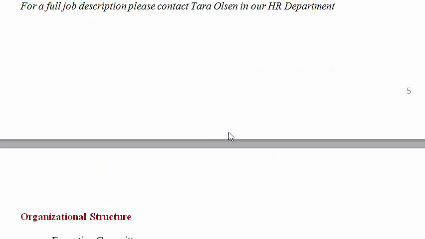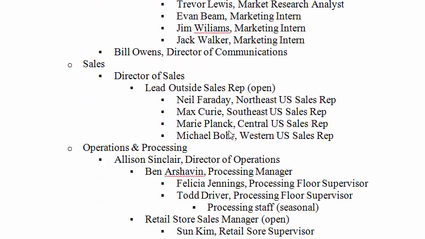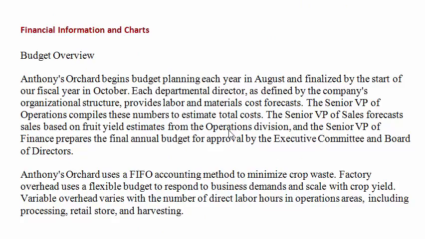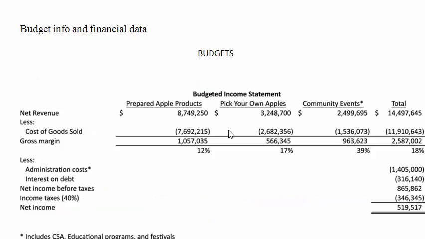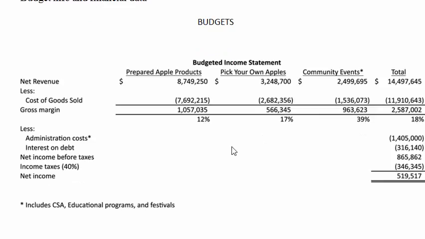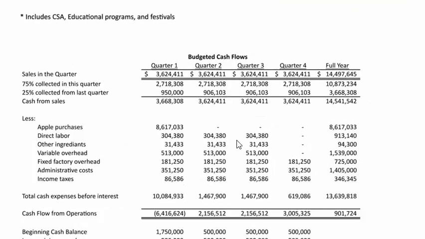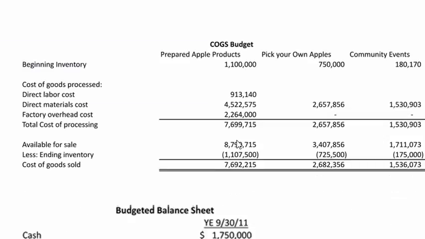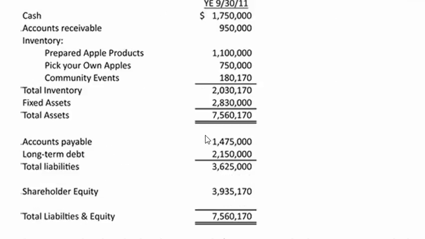So, as you have seen, you can find the financial information of the company under financial information and charts, and you can get the budget information and financial data. You can clearly see that the budgeted income statement is given, and this budgeted income statement is for the next year. Definitely budgeted cash flow also for the next year, cost of goods sold budget for the next year, and budgeted balance sheet for the next year.